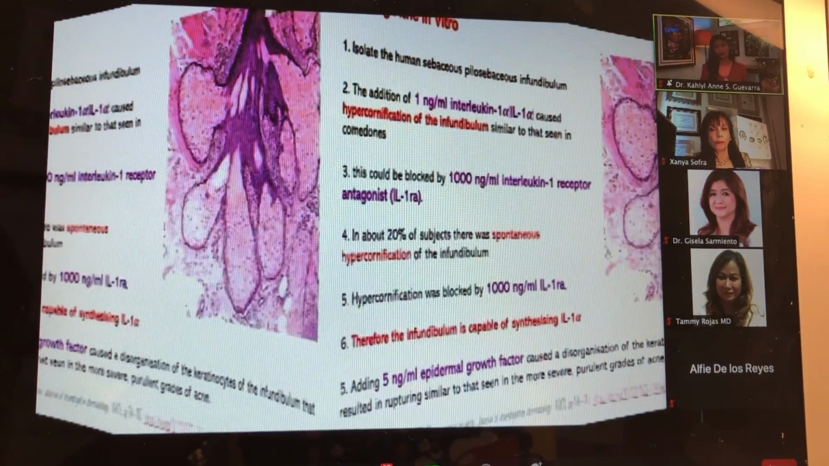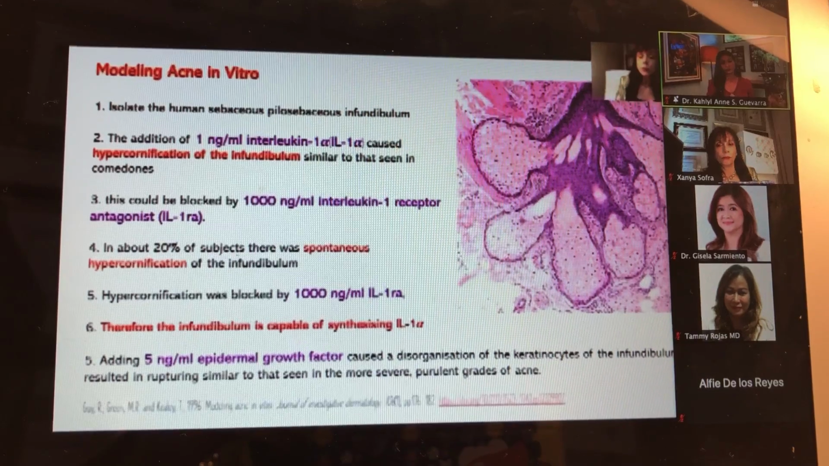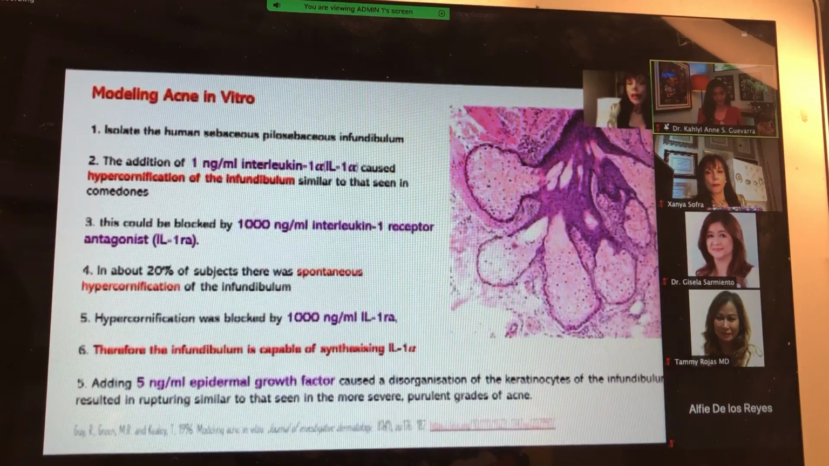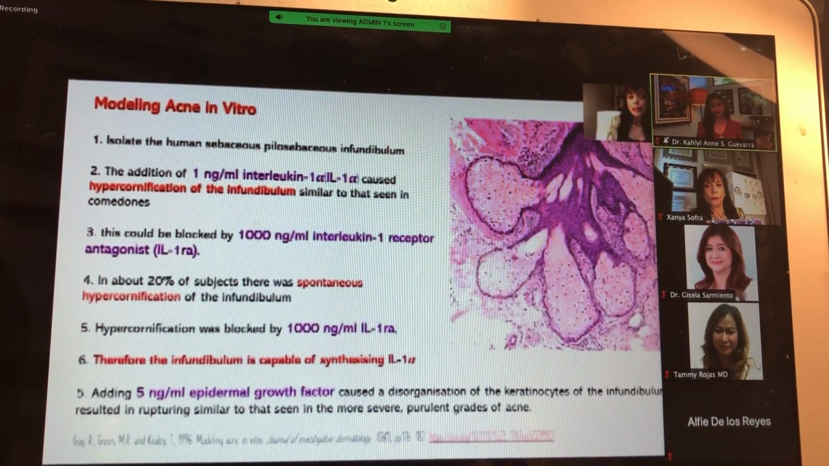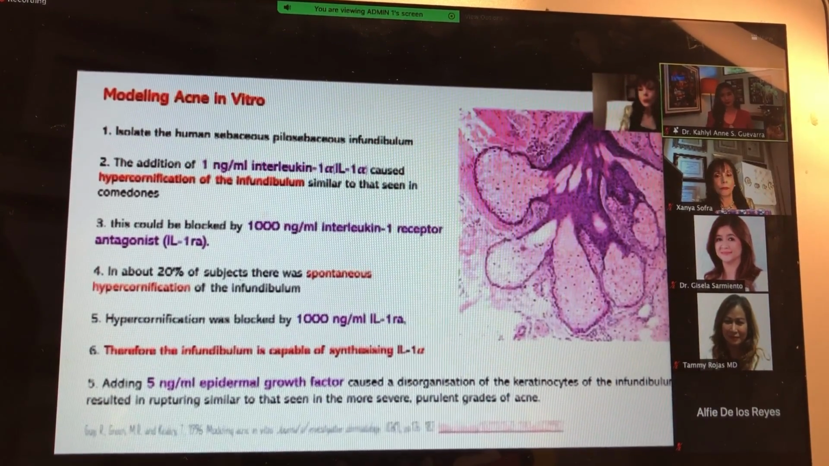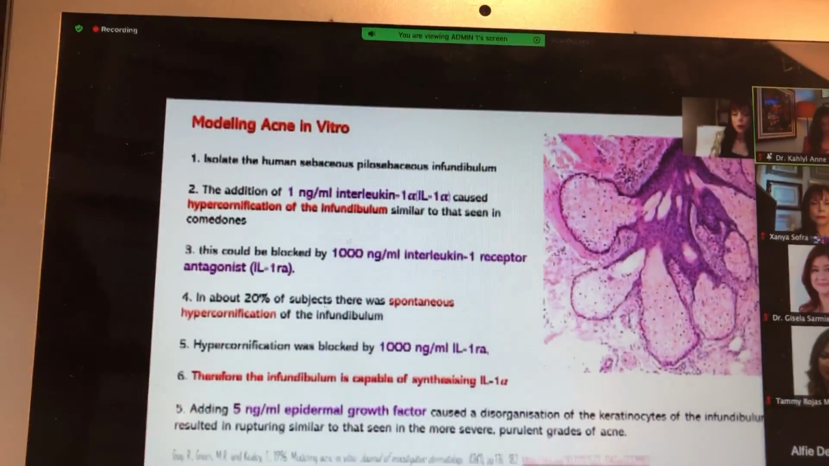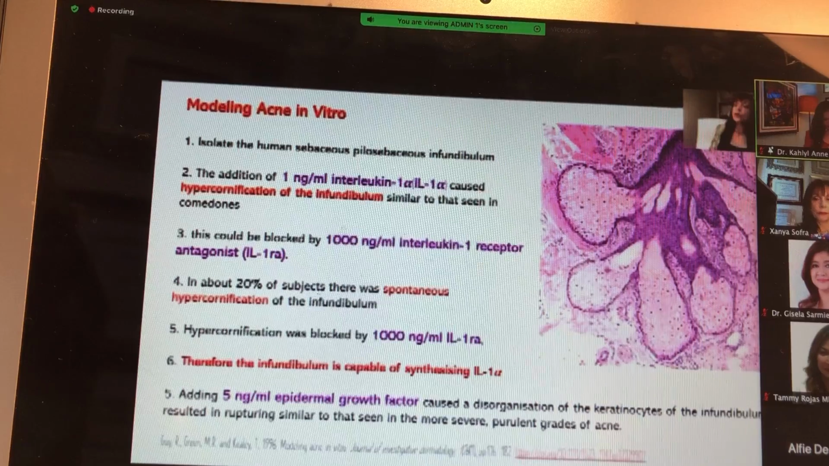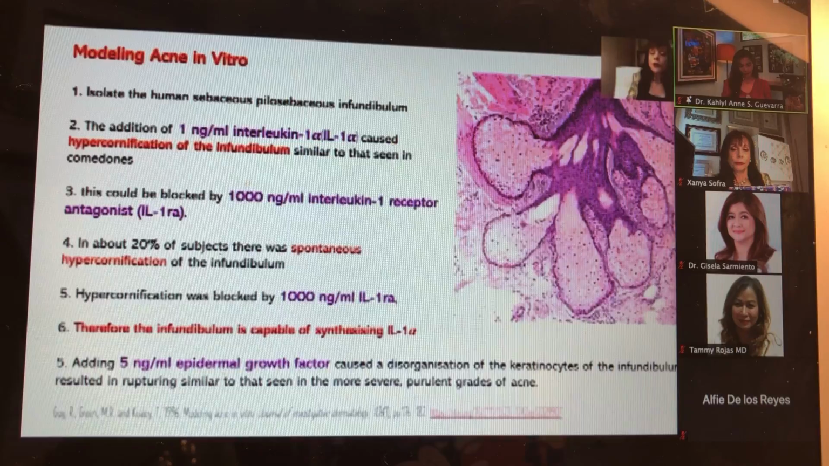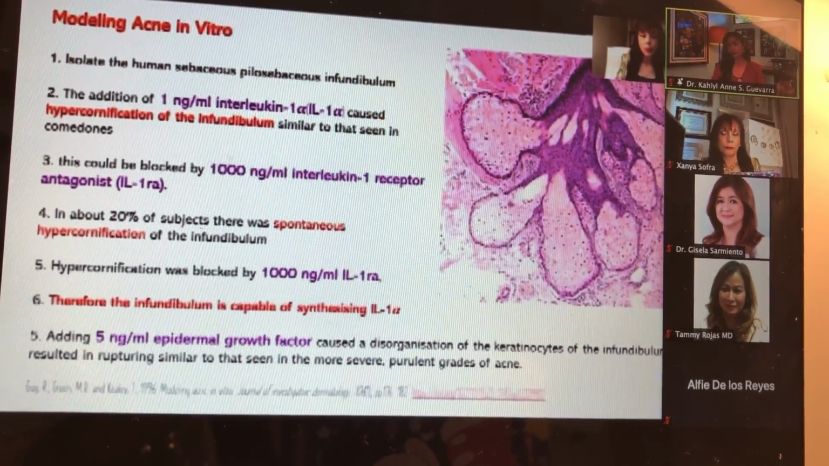This study modeled acne in vitro. They isolated the human sebaceous, pilosebaceous infundibulum, and they added interleukin 1A that caused basically hypercornification. And that's what happens with comedones. And this could be blocked by 1,000 ng per ml interleukin 1 receptor antagonist. So basically, when you reduce the inflammation, the acne expression subsided. Therefore, the infundibulum is capable of synthesizing interleukins, which are cytokines.